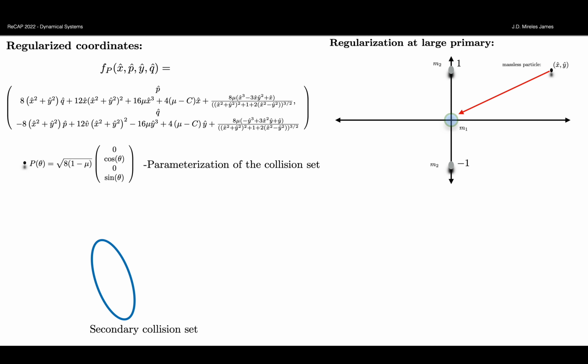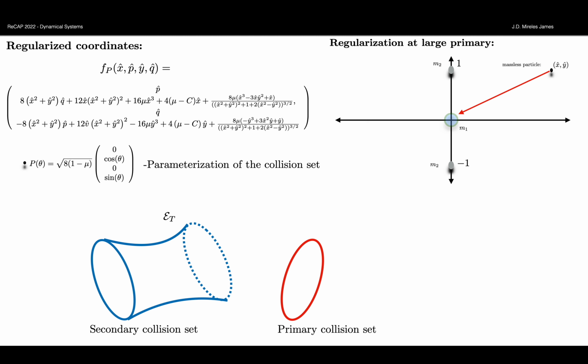So here's my collision set for the secondary body, my collision set for the primary body. You imagine flowing, looking at the ejections from the secondary body. Those are things that in forward time hit the secondary body. I look at the collisions for the primary body. Okay, these two things can intersect transversely, and if they do, then along that intersection I have an orbit which is ejected from the secondary and which collides with the primary.